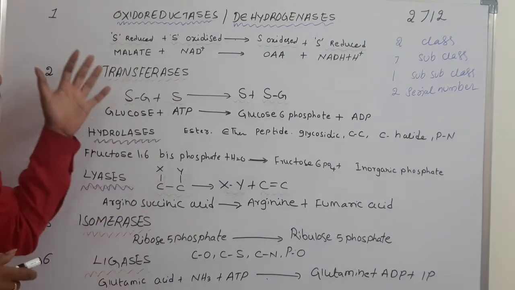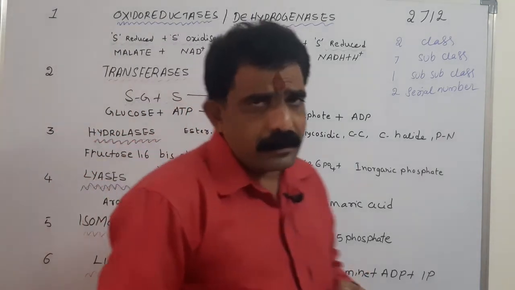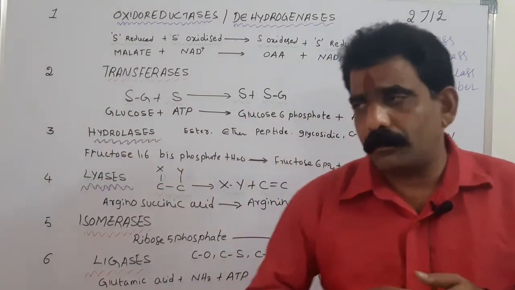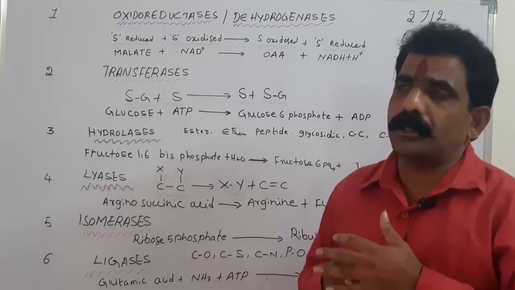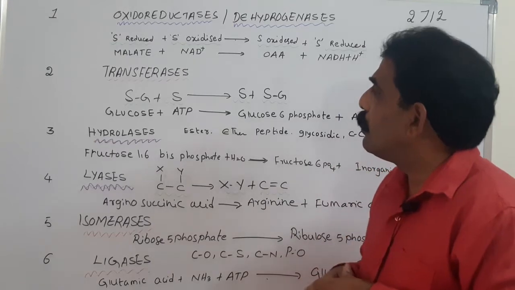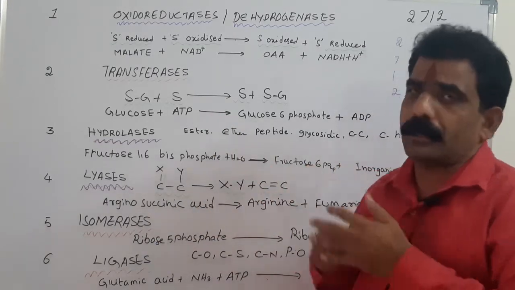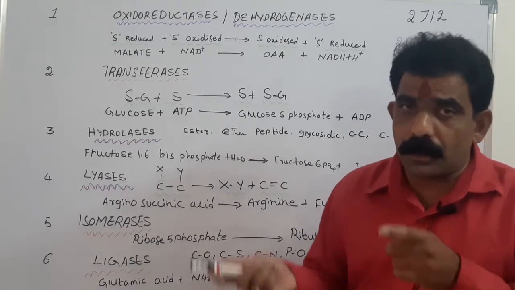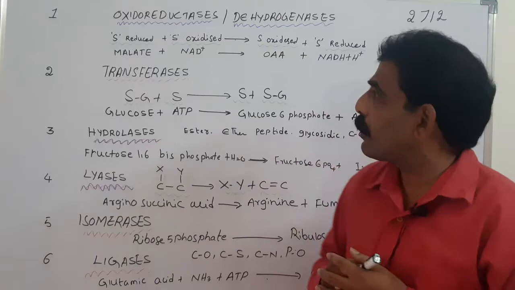Coming to the classification, what is the first group of enzymes? First class of enzymes? Oxidoreductases. The name itself indicates oxidoreductases means the enzymes which are responsible for oxidation and reduction. They oxidize one substrate and reduce another substrate. So oxidation takes place, and subsequent reduction also takes place.